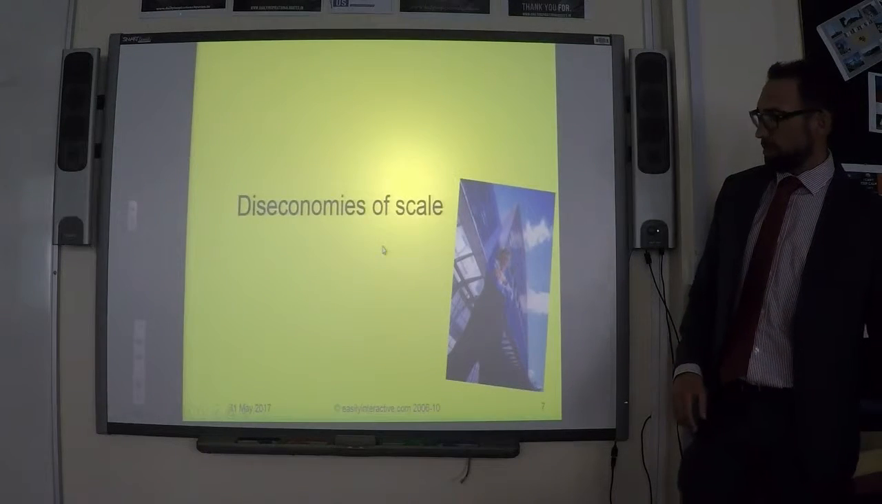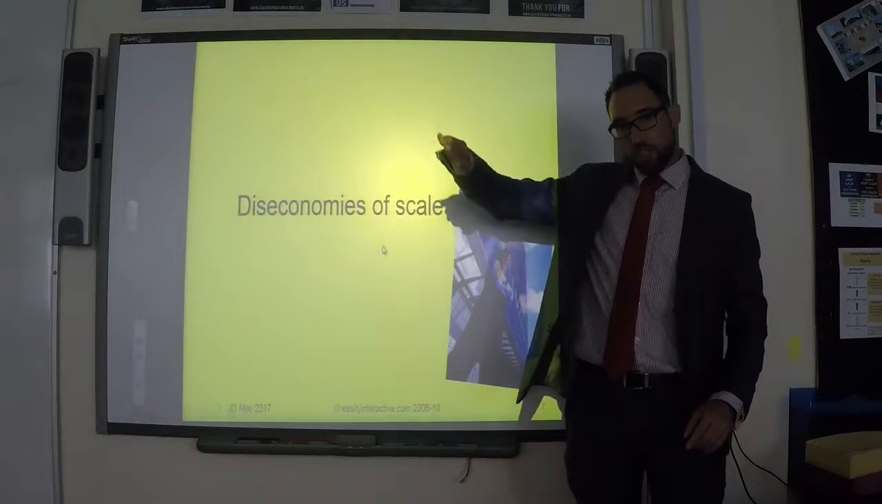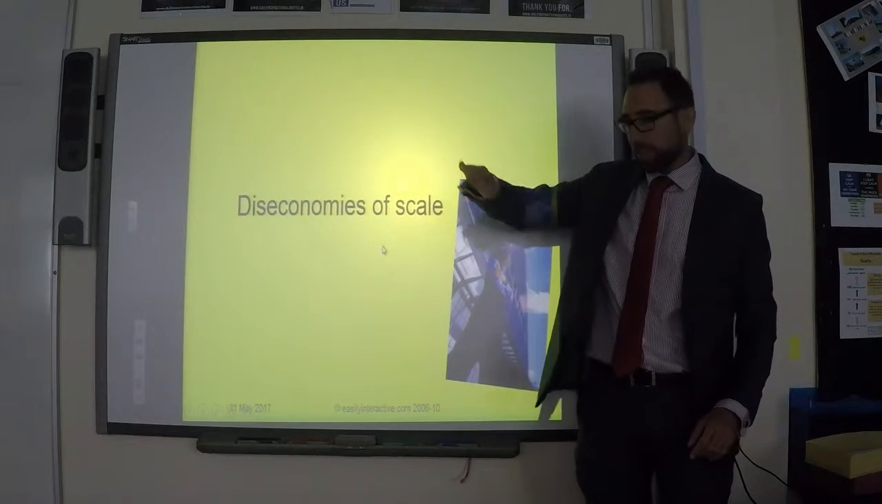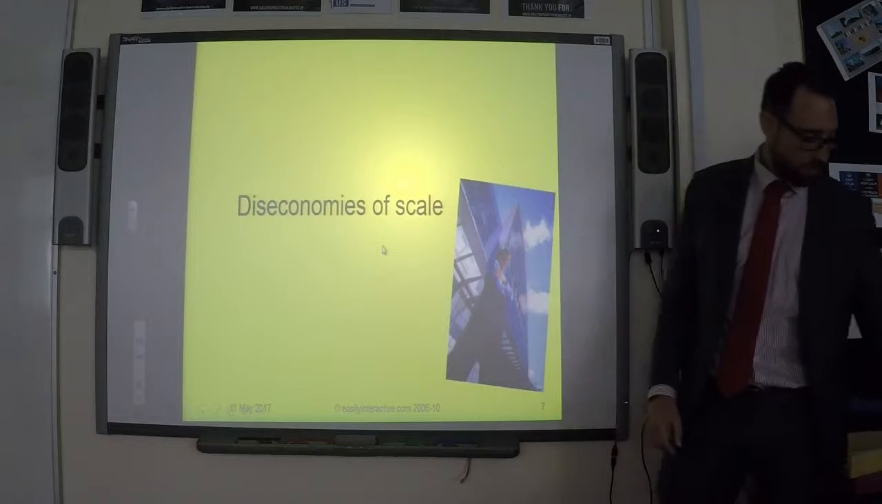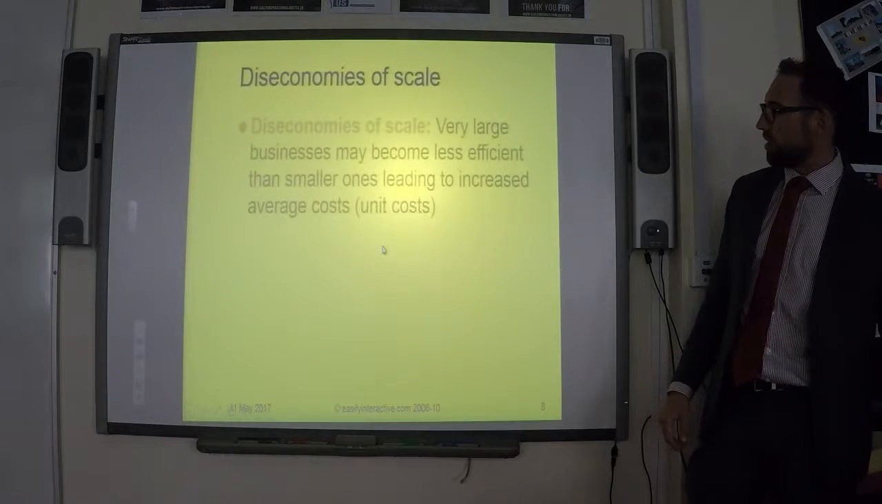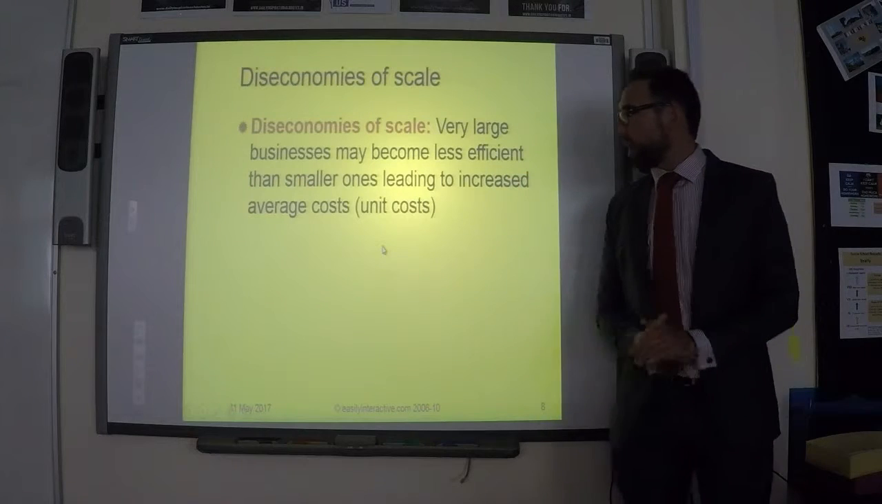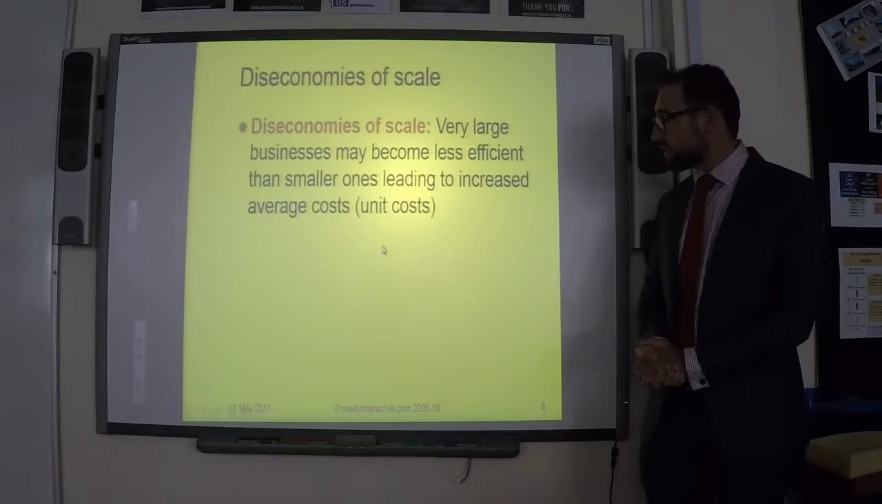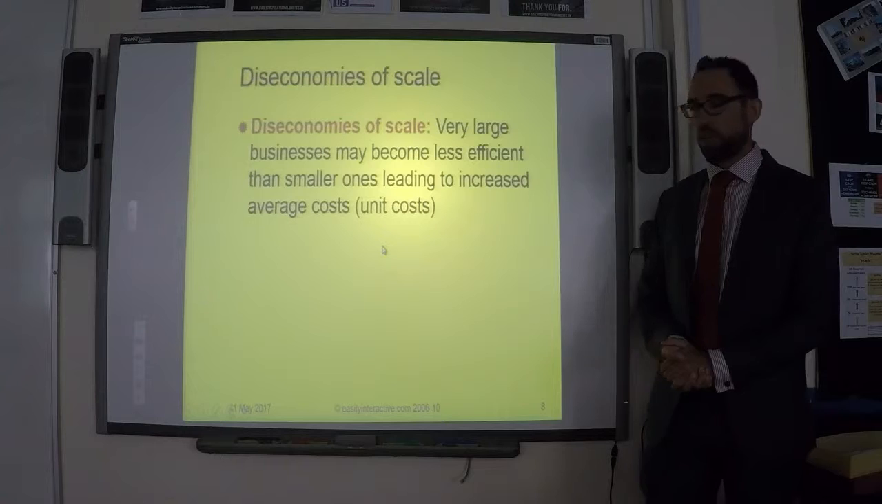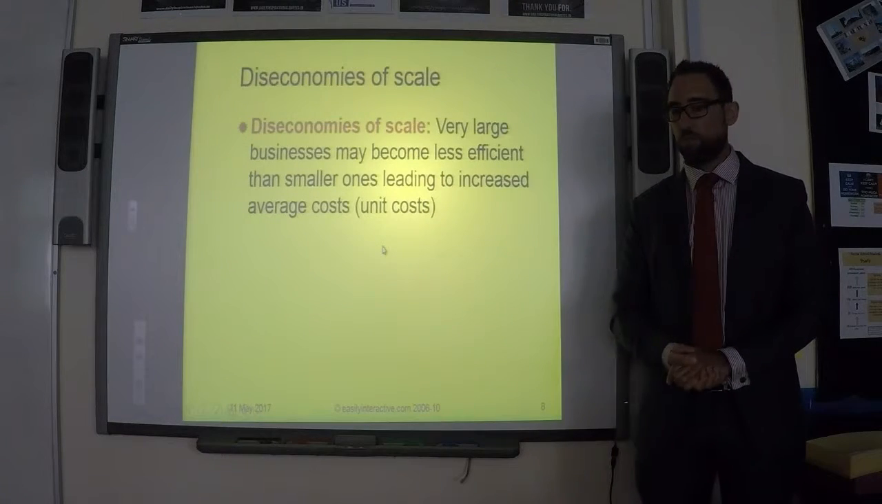Now, diseconomies of scale. Remember, with diseconomies of scale, average costs are going up because the business is becoming less efficient. The reasons why diseconomies of scale occur: very large businesses may become less efficient than smaller ones, leading to an increase, this time, in average costs per unit.